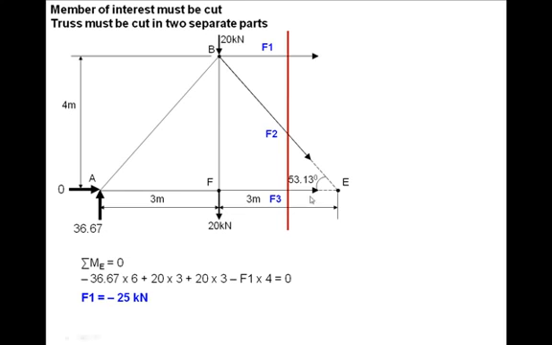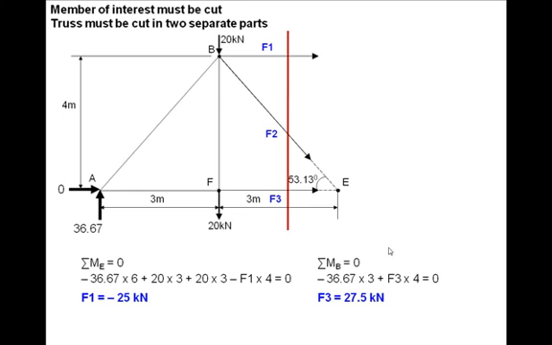in this new situation, F3 is of interest, F2 and F1 are not. F1 and F2 pass through B. So if I take moment about B equal to 0, F1, F2 won't appear, and I will get F3 straight away. See, it will be 36.67 into 3, I am taking moment about B and it is clockwise, plus F3 into 4 anti-clockwise equal to 0, and I get my F3 straight away.